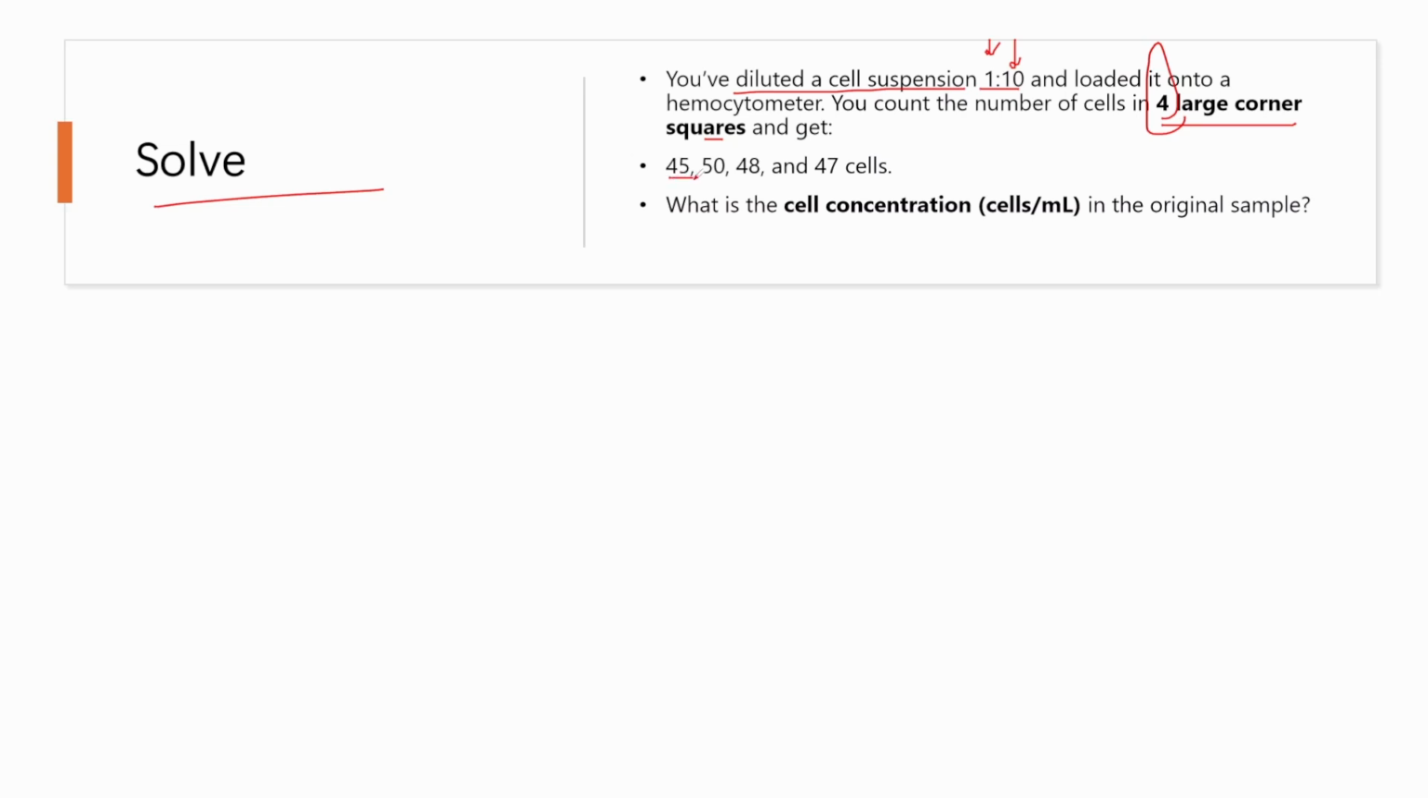And what's the count you got? In one box you got 45, in one 50, in one you got 48 and 47. If we know how many total cells we got in the 4 large squares, it's going to be close to 190 over here. And then they ask us what is the cell concentration, and we have to tell the concentration in cells per ml in the original sample. Now in the original sample, we have to find how many cells per ml there are, and also we have to take into consideration the dilution we had done before we put it in the hemocytometer.